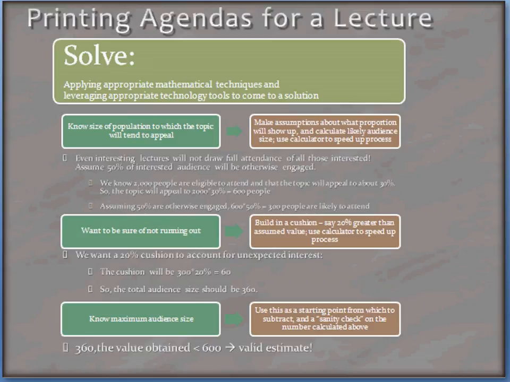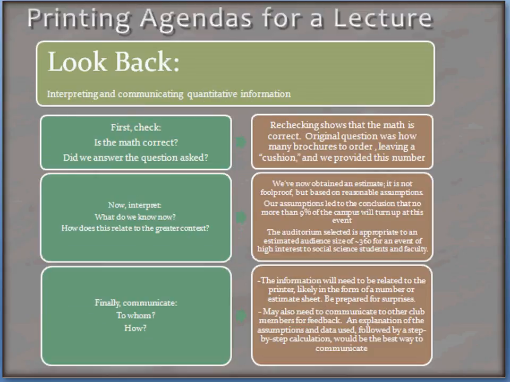However, we want to be sure of not running out of programs, so we'll build in a cushion, say of 20%. To calculate this cushion, we multiply the estimated audience size of 300 by 20% to attain a cushion of 60 people. So the total audience size estimated for program purposes would be 360. Now that we have this number, we'll compare it to the maximum audience size. We find that 360, our estimated value, is much less than 600, the total maximum audience size. So this is a valid estimate. Now that we have an estimate, we look back.